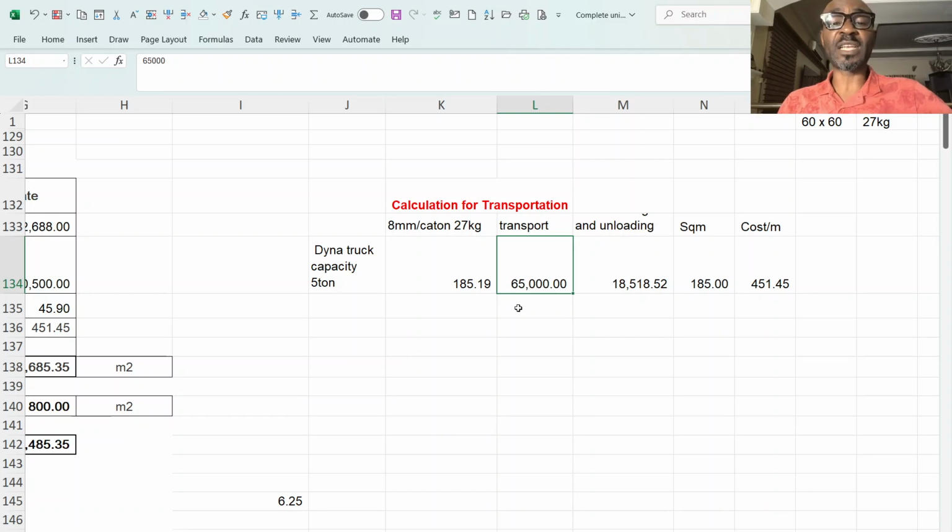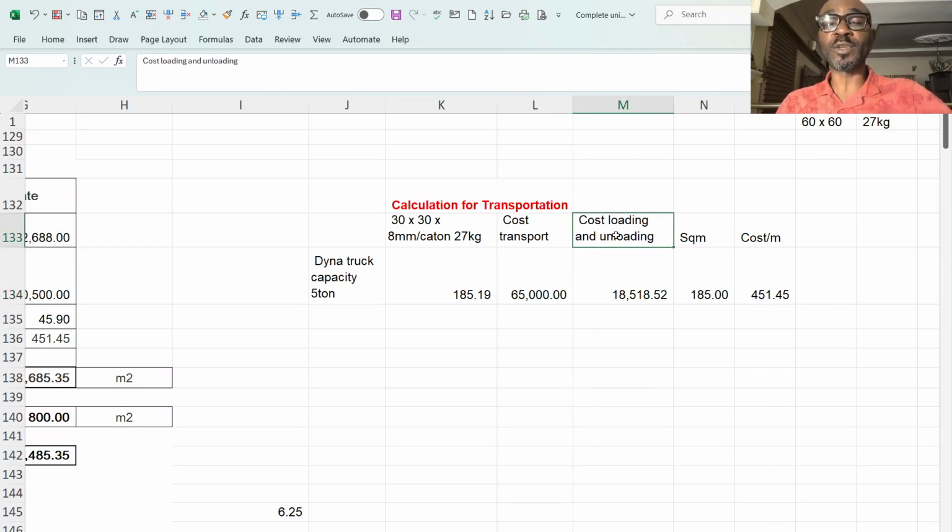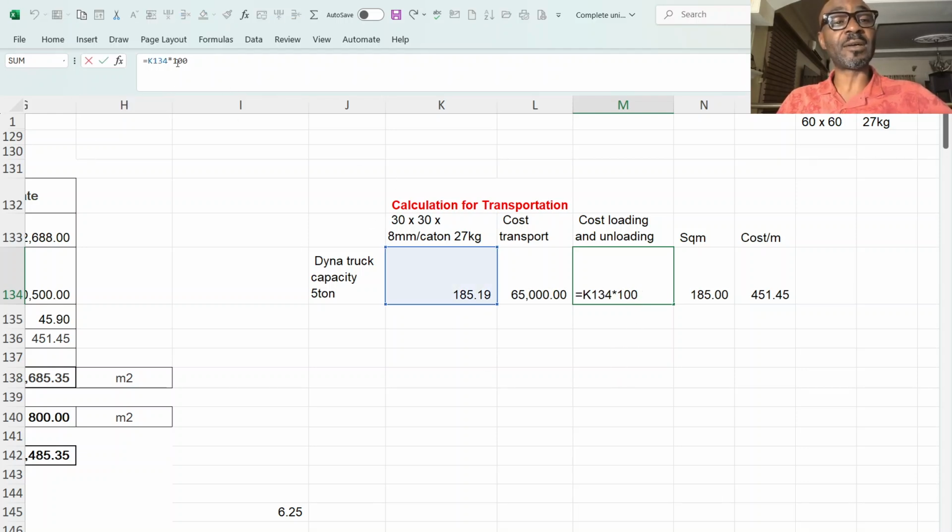Then you have the transport at 65,000 to transport it from, say, the market to the central area in Abuja. Then of course you have the cost of loading and unloading. The loader takes 100 naira for a pack of tiles of 1 square meter. So they take 50 naira to load and 50 naira to unload. You multiply the 100 naira by 185 packs, and that is the cost of your loading.